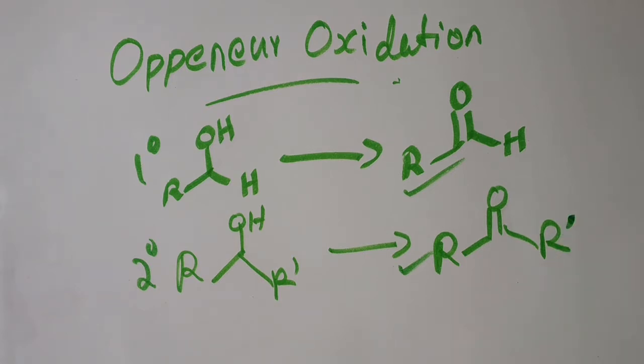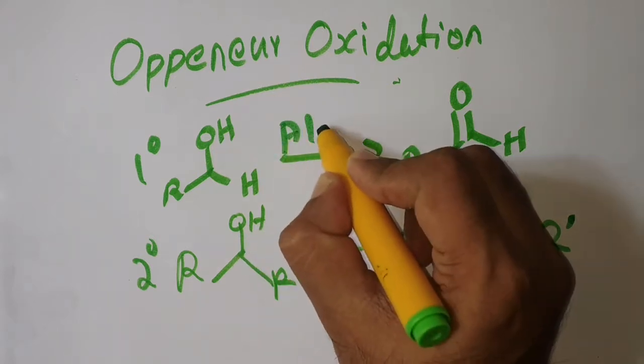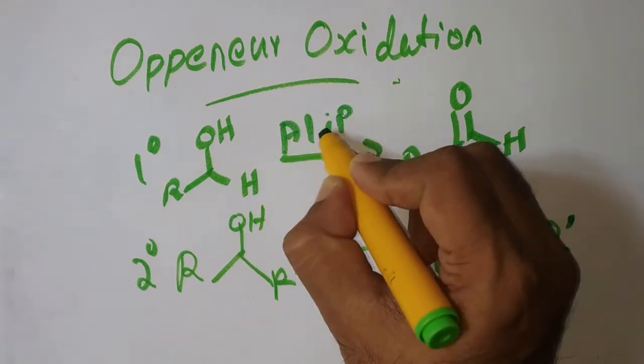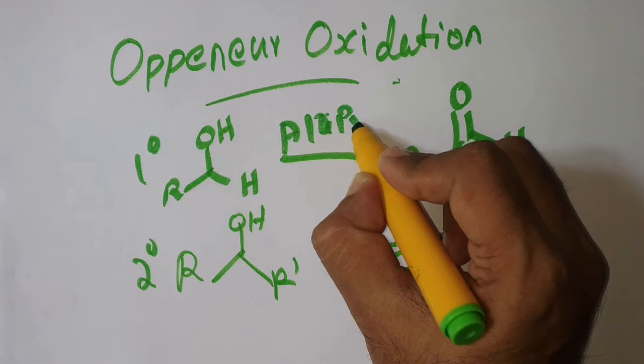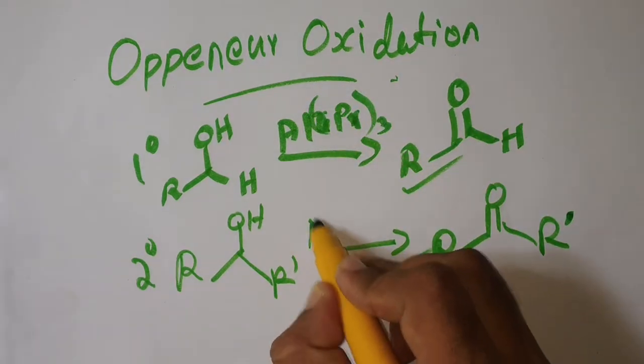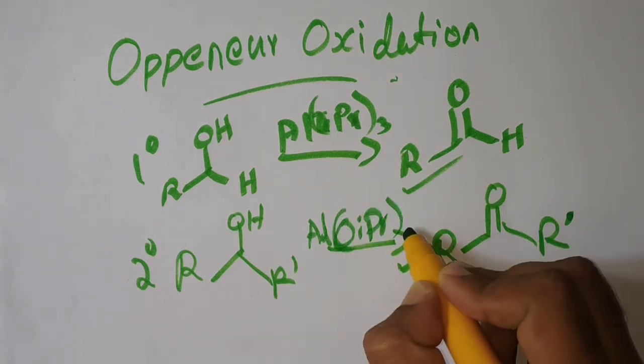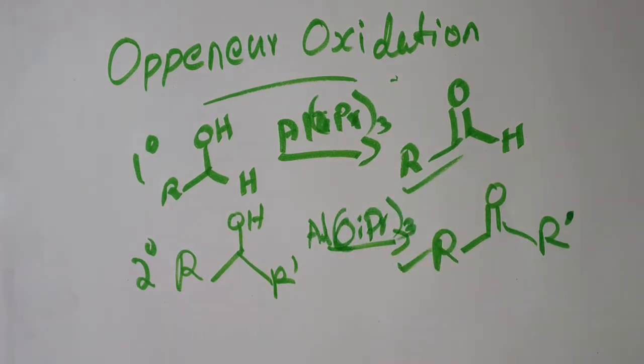Okay. So what are the reagents here? Usually the reagent is aluminum isopropoxide, let's say Al(OiPr) thrice. Let me write it a little bit clearly here. OiPr means isopropyl group thrice. So it does not need to be isopropyl or isopropoxy. It could be other groups also.